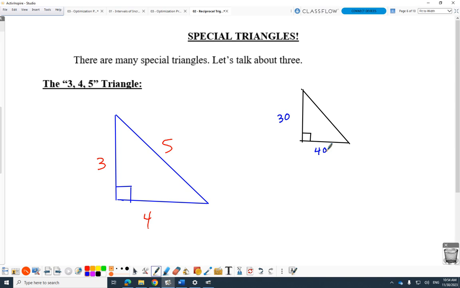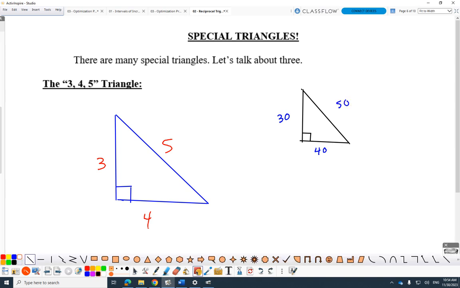Because what answer are they going to get if they do the Pythagorean theorem? 50. I've just taken the triangle and blown it up 10 times, and now this will come out to be a 50. Or I could do this. This takes a little more thinking, so stick right with me so you understand why the 3, 4, 5 is so special.